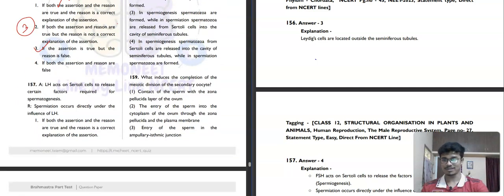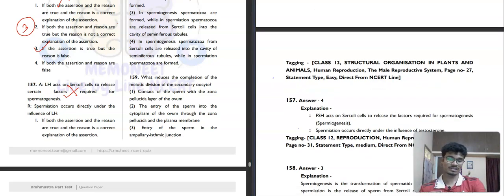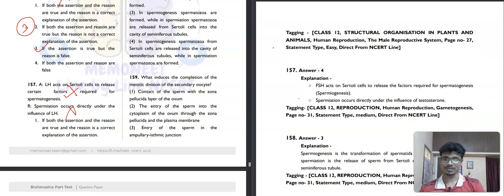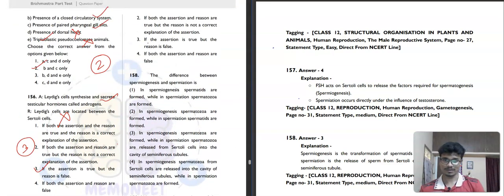Then question number 157. Assertion: luteinizing hormone, that is LH, acts on Sertoli cells to release certain factors required for spermatogenesis. Basically, luteinizing hormone doesn't act on Sertoli cells. FSH, the follicle stimulating hormone, acts on Sertoli cells to release the required factors for spermatogenesis. So this is incorrect. The reason: spermiation occurs directly under the influence of LH. Spermiation occurs directly under the influence of testosterone, not luteinizing hormone. So both are incorrect, and the fourth option is our correct answer.